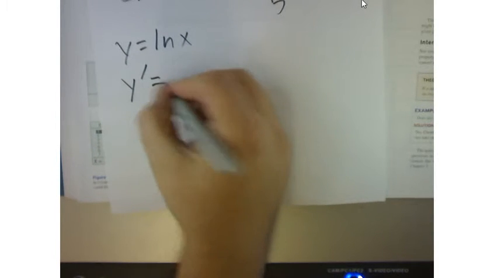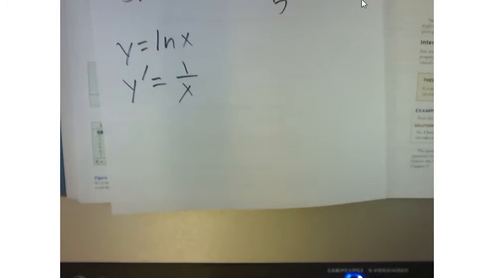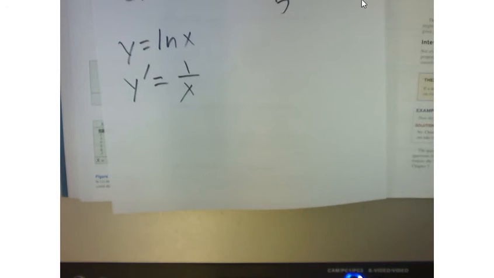So what did we just figure out? Well, we figured out that if you take the function y equals the natural log of x, then y prime would be what? 1 over x. Not too snazzy. Now you could do that algebraically, but man, is it really hard.